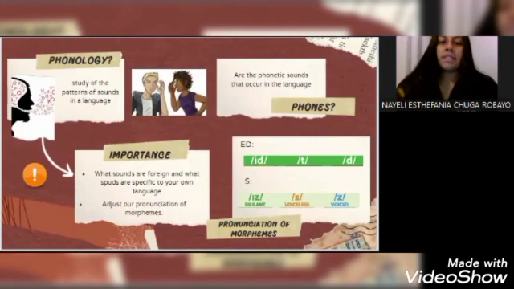Then we have the voiceless sound. That means the vocal cords do not vibrate. So it can be sleeps, books, hats, laughs. And then the last one is the voiced sound, where the vocal cords produce a vibration. For example, crabs, words, bags, falls, and dreams.